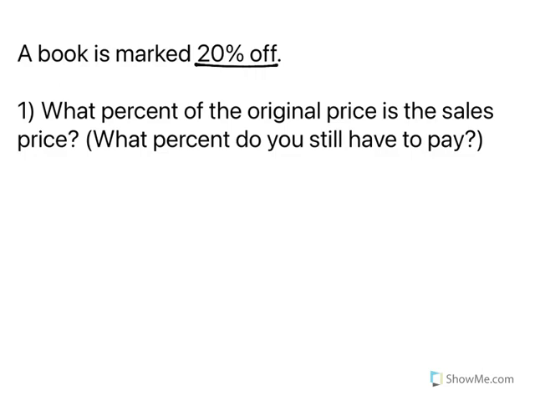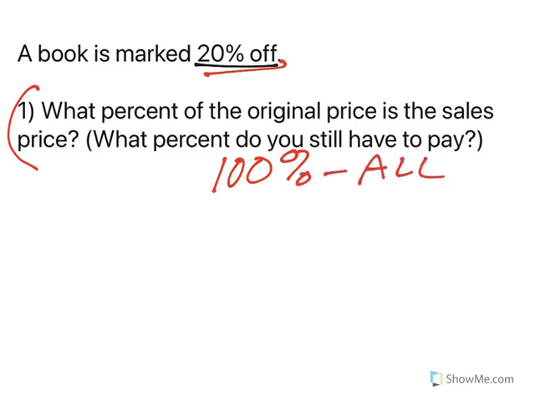Now, you can think of this in this example as a book. You can also think if you go clothes shopping or something and it says, hey, something is 30% off or 40% off. If it's 20% off, what percent of the original price is the sales price? Meaning, what percent are you paying? So remember that 100% is the whole thing, right? That's like all of it.